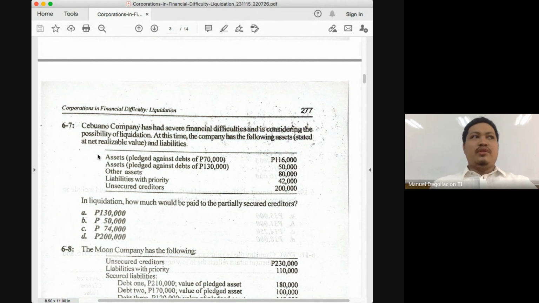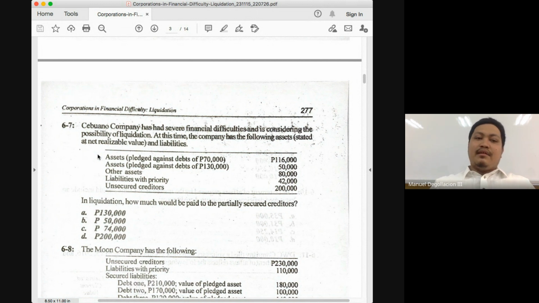Basically, the challenge for most students here, class, would be identifying or finding the assets and liabilities. Many students would get confused, even though the topic itself is very simple, especially in problems like problem 6-7. They would think, where is this partially secured liability? In the other problems, it will always be stated that you have a liability and then the amount of security. In this problem, the amount of secured liabilities, class, is hidden behind the information for your assets.